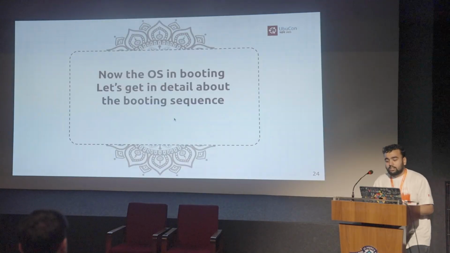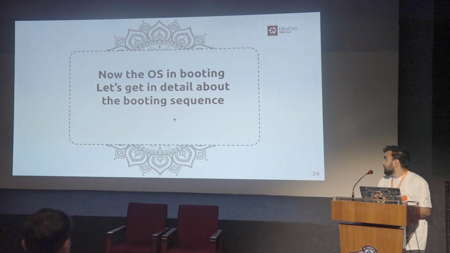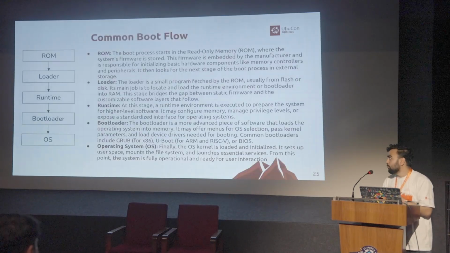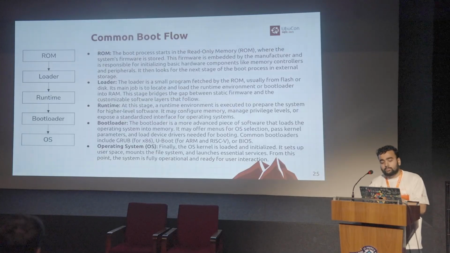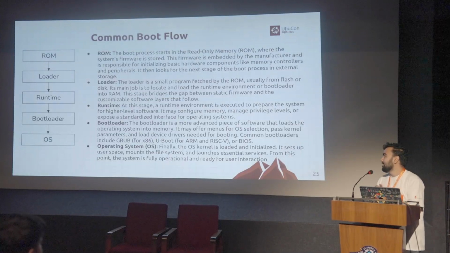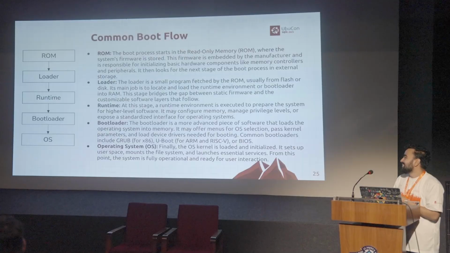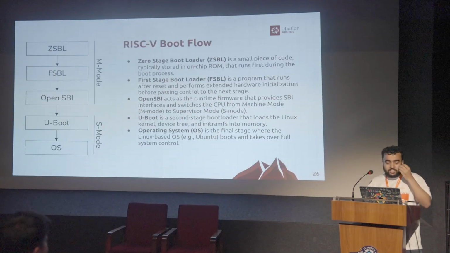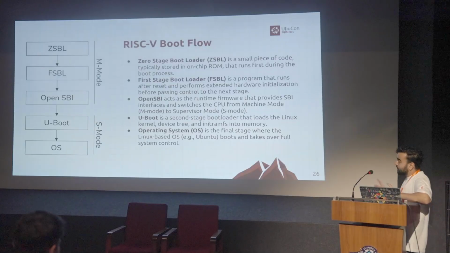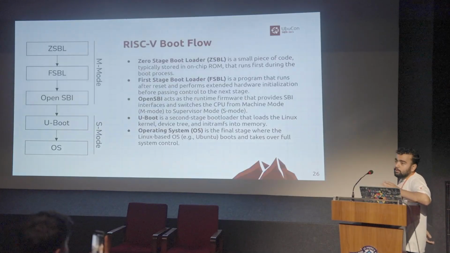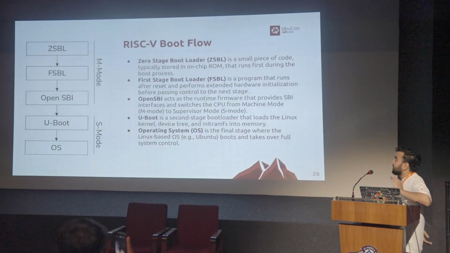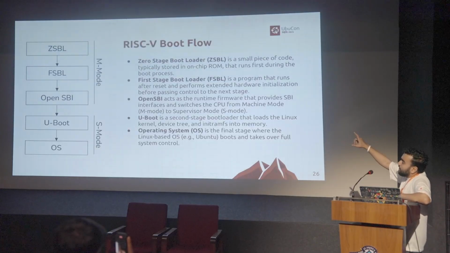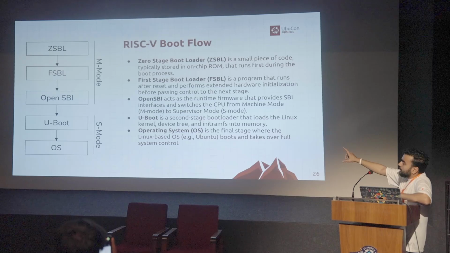We have gone through the booting process already, and we will now talk about the booting sequence. What happens in our common flow is we get it from ROM to our loader, then runtime, then bootloader, and then OS. But what we just did was we had two different modes. We have talked about the privileged mode in the previous slides. So the first three steps go in the M mode, and then we go to the S mode.